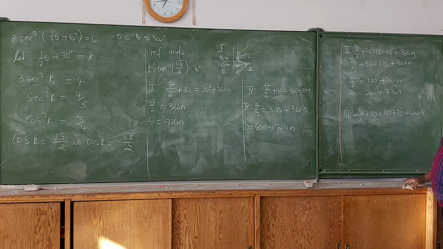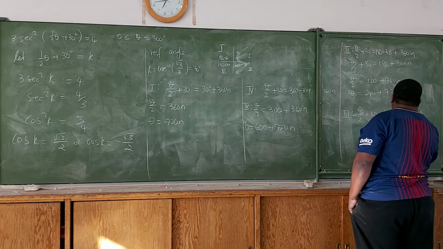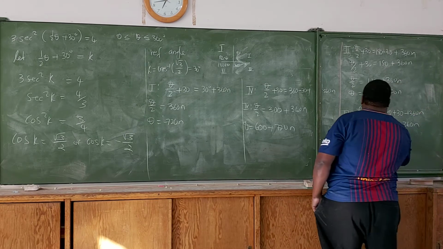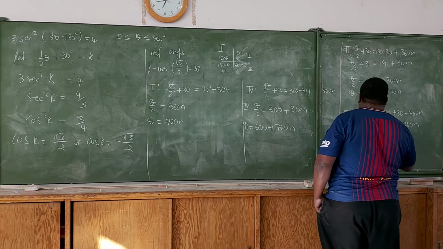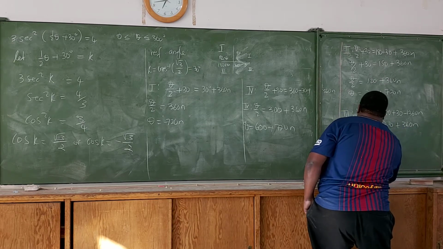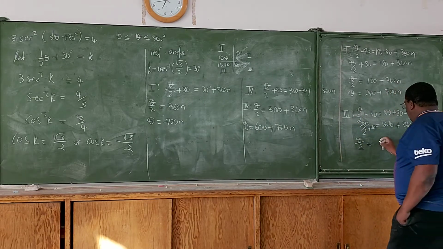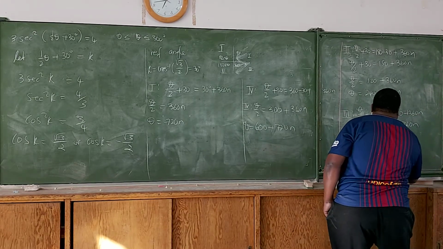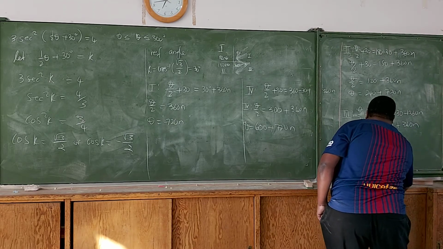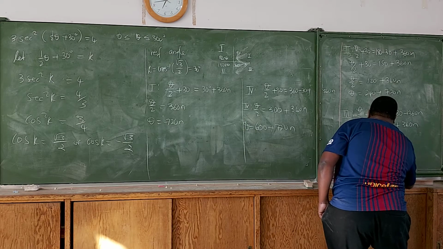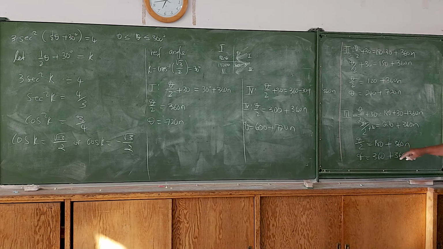General. Let's come to this general. This is 210 plus 360n. Take away 30. It's going to be theta over 2. Take away 30. I had 180 plus 360n. Theta equals 360 plus 360n. Okay, so now we have our two general ones here.